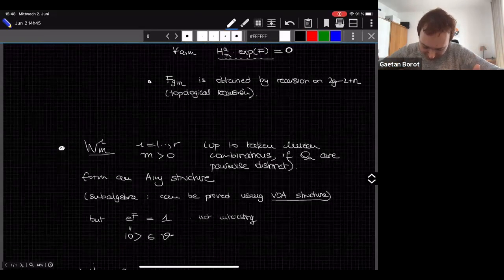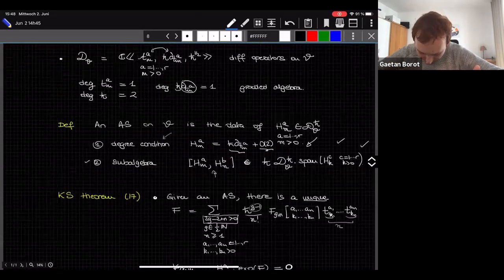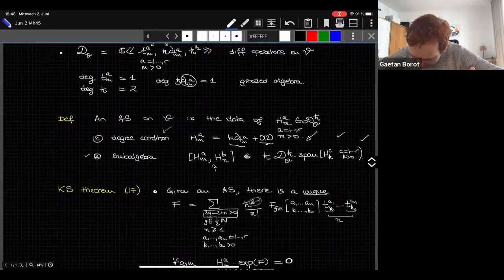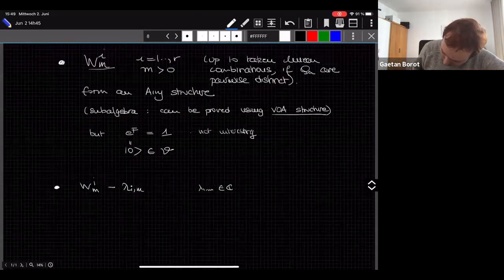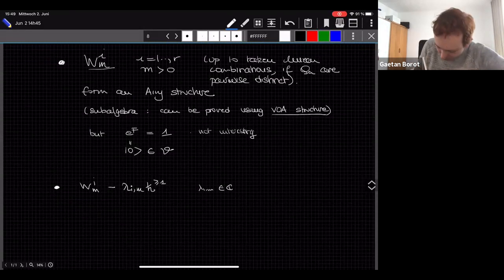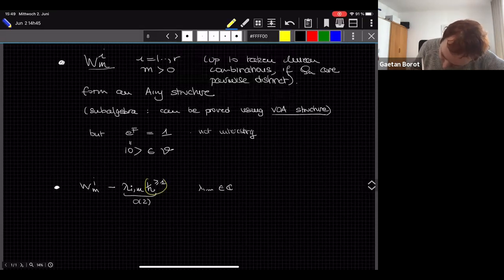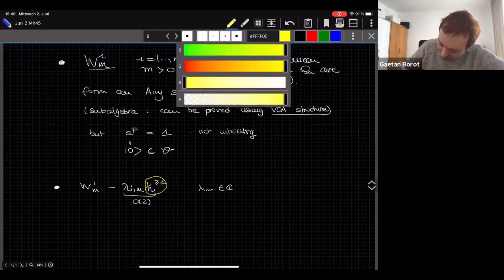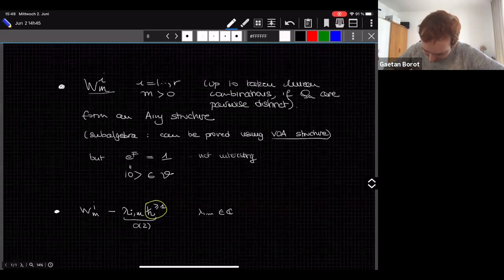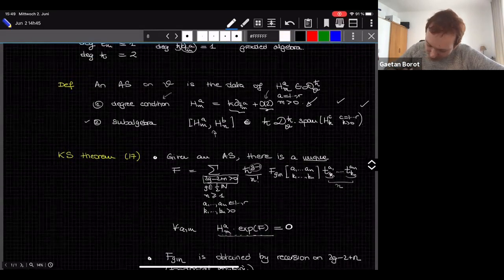So we have two things to check. First, the degree 1 condition. If we add a constant, we can still satisfy the degree 1 condition provided this constant has degree bigger or equal to 2. So here you at least need to put some power of h bar bigger than 1, because then that has the right degree. So you need this, okay. And then what about the subalgebra condition? Well, this is going to be still preserved.